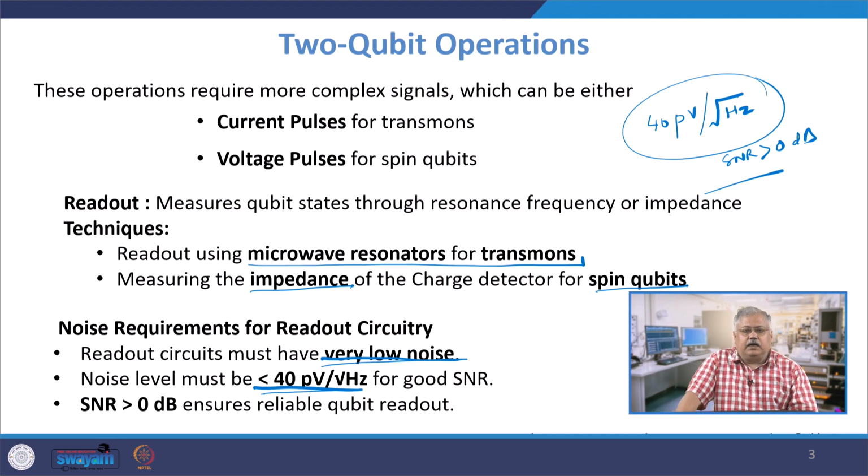So you can understand that the noise floor is so low, it is about 40 picovolts per root hertz, and picovolts means 10 to the power minus 12. So 40 into 10 to the power minus 12 volts. Now if your signal floor is almost the same as your noise floor, then that's the problem which you will face when you do any single qubit or even a 2-qubit operation. Your SNR should be greater than 0 dB for a reliable qubit readout.